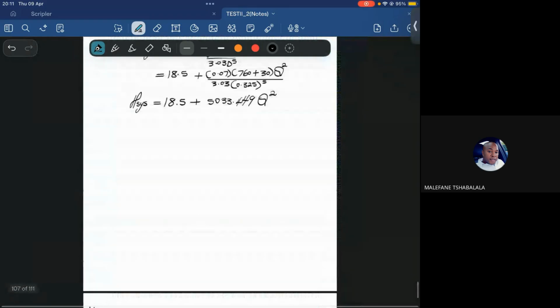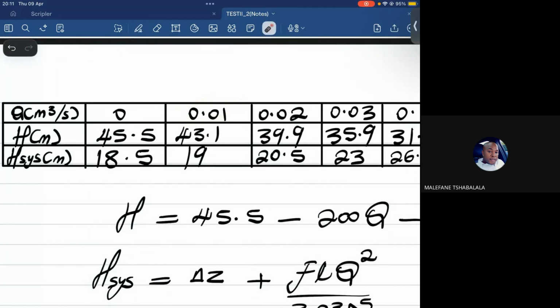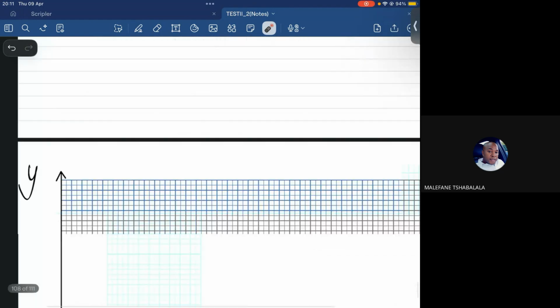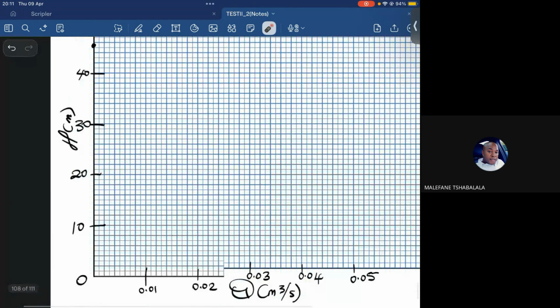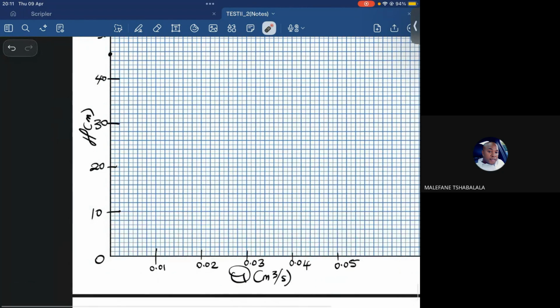The next x and y coordinates will be 0.01 and, for the 3, let's just round off to the nearest. So 0.01 is here, and 43. This is 40, 42, then 43 here.